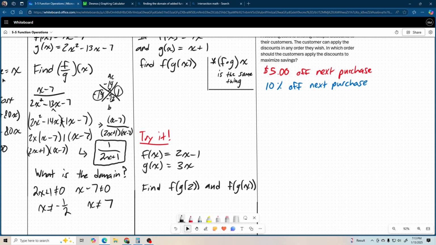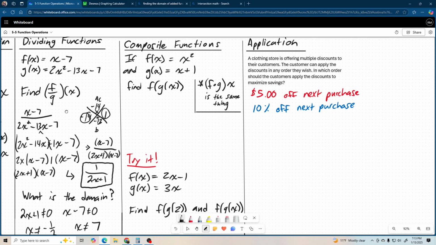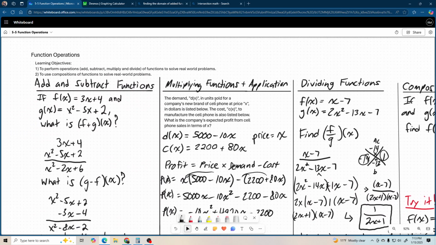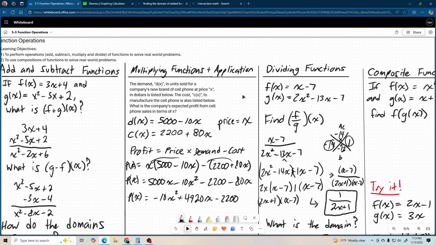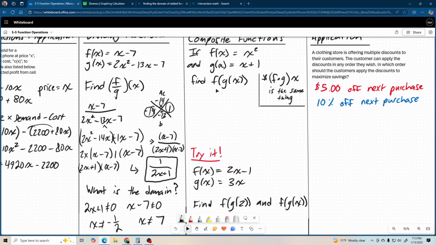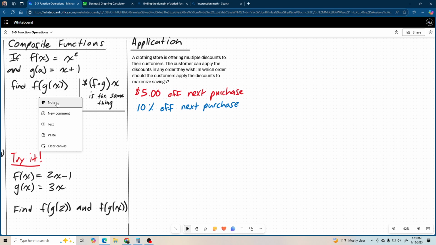All right, so that's dividing. We essentially are just taking f of x and g of x and doing what it tells us. So we've learned how to add, subtract, multiply, and divide. We can cross off learning objective number 1. We performed all 4 operations on functions, and it occurs the exact way you'd think it would. Now, composite functions can be a little bit tricky, but they're really not too bad.